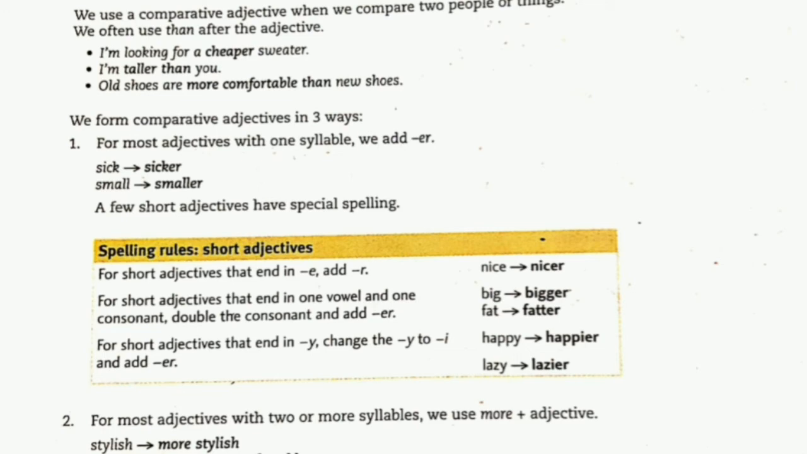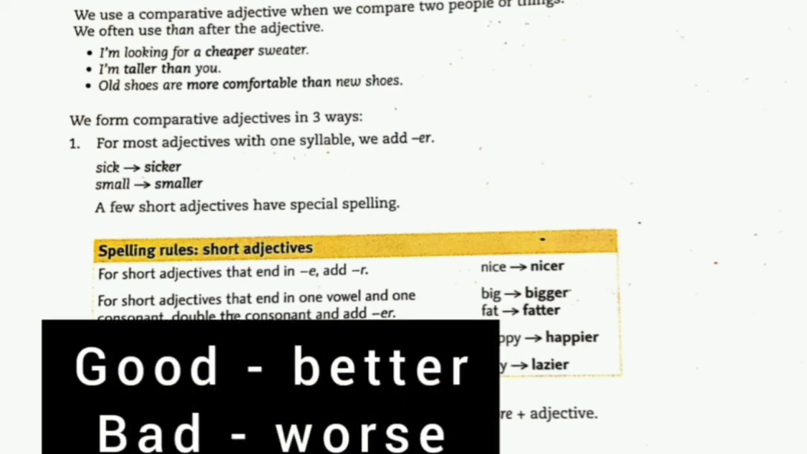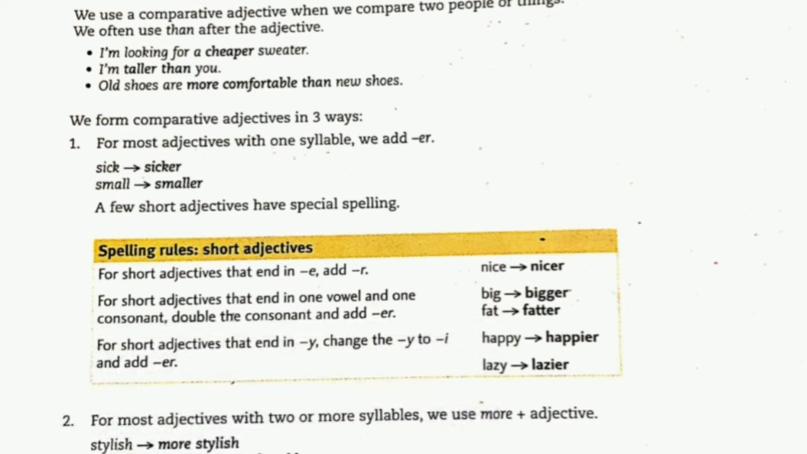Then we have another rule. For most adjectives that have two or more syllables, we use more plus the adjective. Stylish, more stylish, comfortable, more comfortable. And finally, number three, a few adjectives have a special form, like for example, good, better, bad, worse.